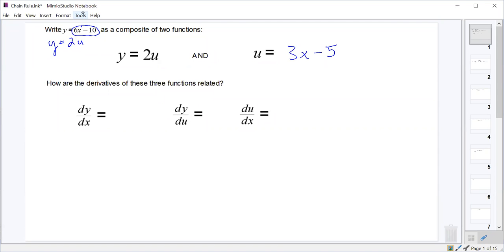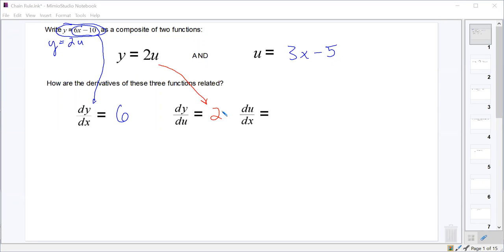The first one is the one you already told me that you knew how to take the derivative of. So I want to find dy dx. That means take y and take its derivative when it's in terms of x. So the derivative of y in terms of x should be what? 6. 6, right? The derivative of 6x minus 10 is 6. All right, now, that came from here. Now I want you to take the derivative of y, but when it's in terms of u. So what would you get if you took the derivative of 2? Yeah, that's just 2, right?